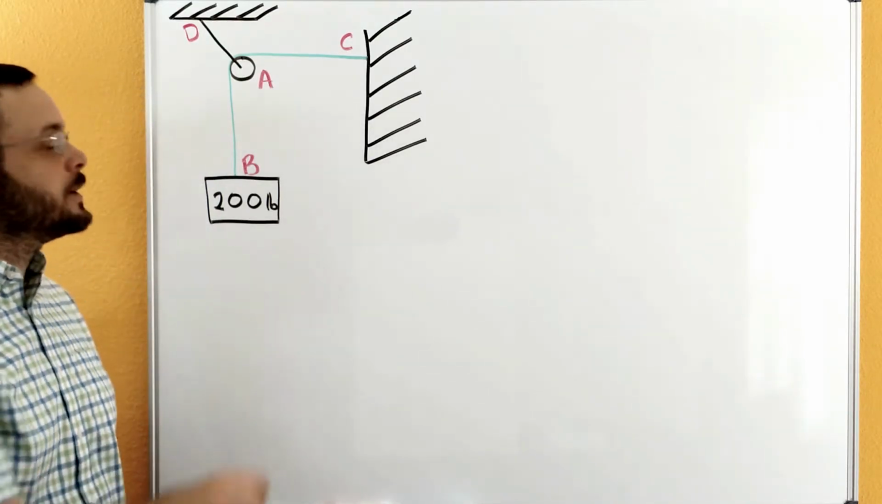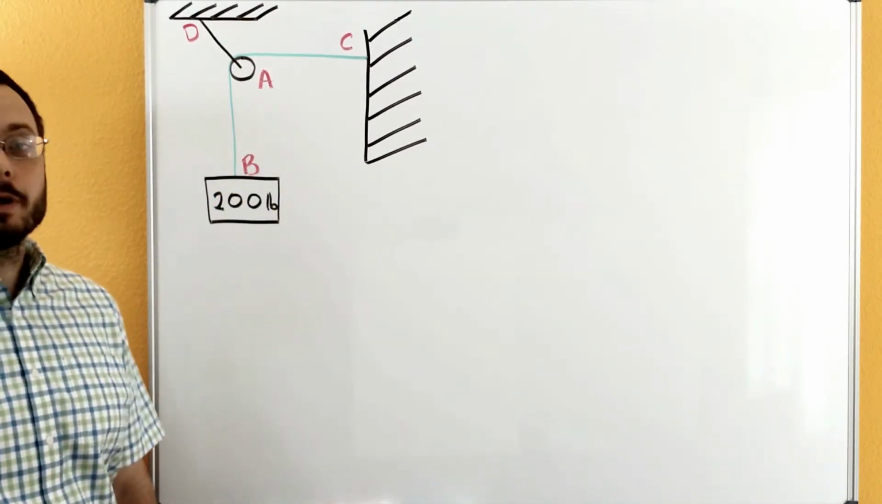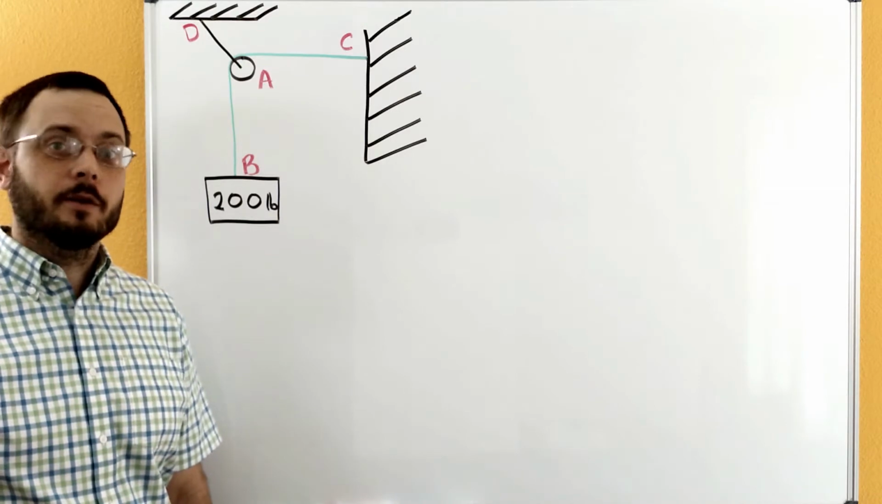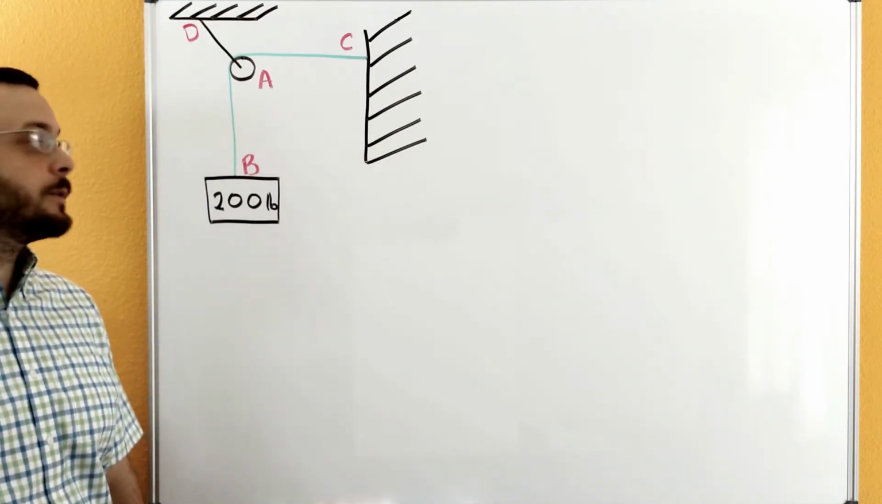So for this problem we have another 2D or planar particle equilibrium problem, but now we have a pulley and a rope that's going over the pulley. So let's see how we can handle these kinds of problems.